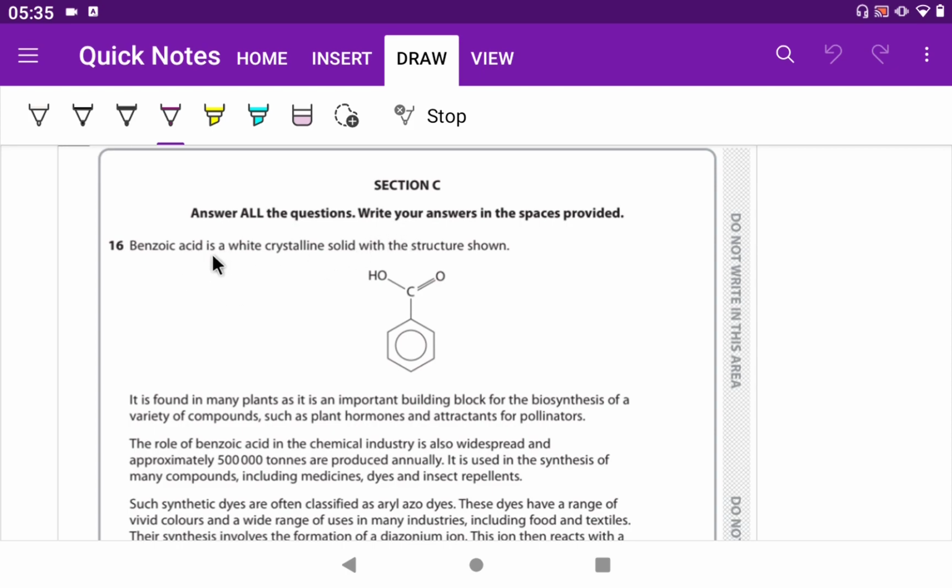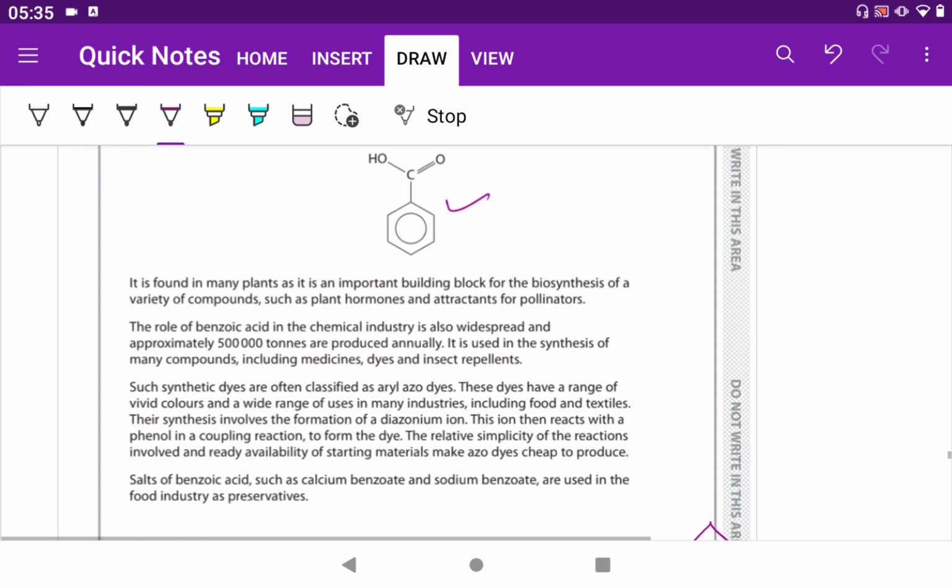16. Benzoic acid is a white crystalline solid with this structure. It is found in many plants as it is an important building block in the biosynthesis of a variety of compounds such as plant hormones and attractants for pollinators. The role of benzoic acid in the chemical industry is also widespread, and approximately 5 lakh tons are produced annually. It is used in the synthesis of many compounds, including medicines, dyes, and insect repellents.